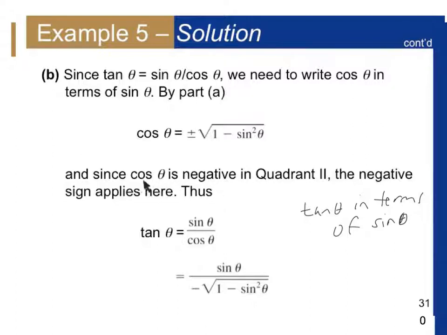Now, since cosine of theta is negative in quadrant 2, the negative sign applies here. So tangent of theta is sine over cosine, which is sine over, now we substitute for cosine, we're going to use the minus there. And this was because we were in quadrant 2. So tangent of theta would be sine of theta over negative square root of 1 minus sine squared of theta, because again, cosine is negative here because we're in quadrant 2.